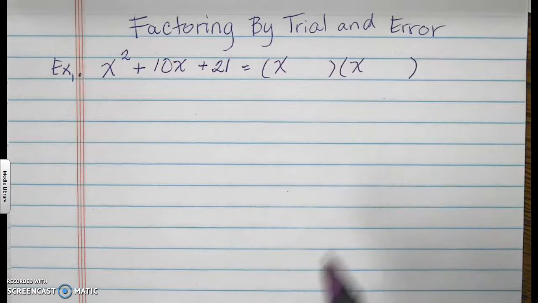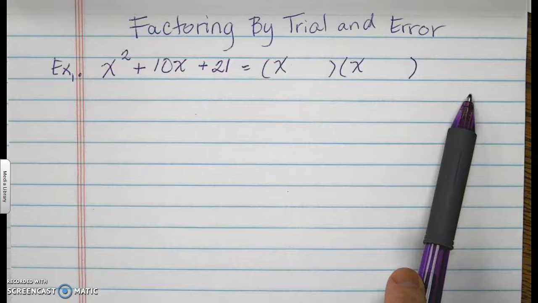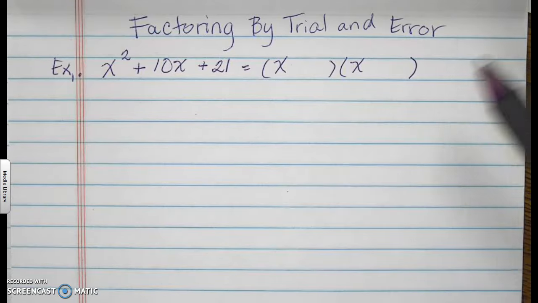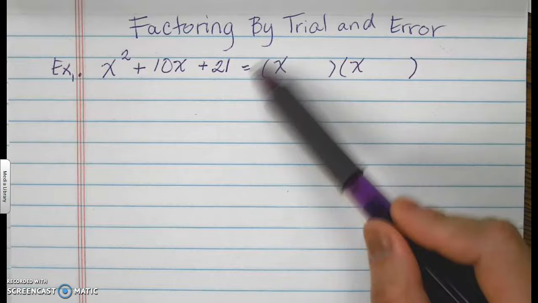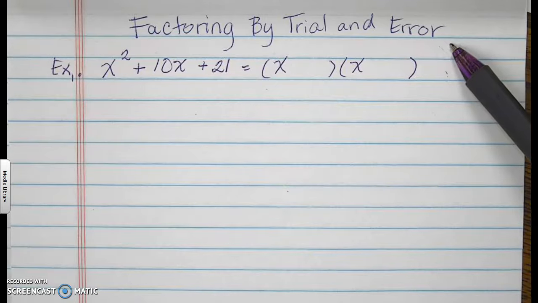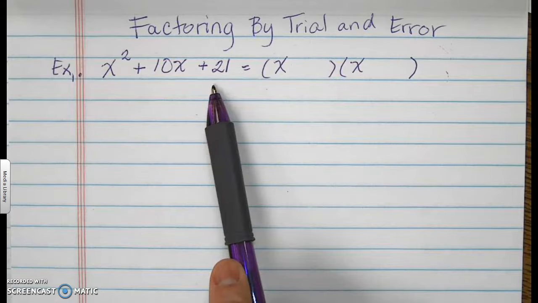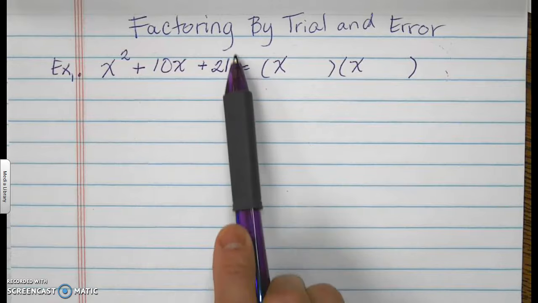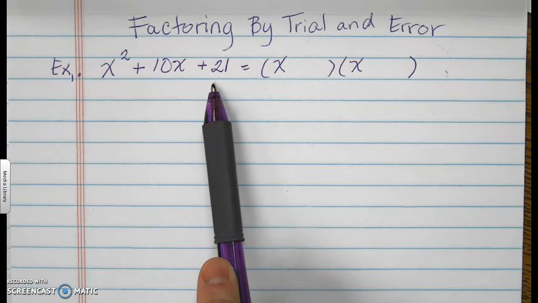By the way, I could be wrong here because this is trial and error. So I don't want you to assume that whatever we get is already the answer. It could be the answer, it could be not. So we will try it. For this end right here, I want you to look at your last term and think of the two numbers that when you multiply will be a positive 21.